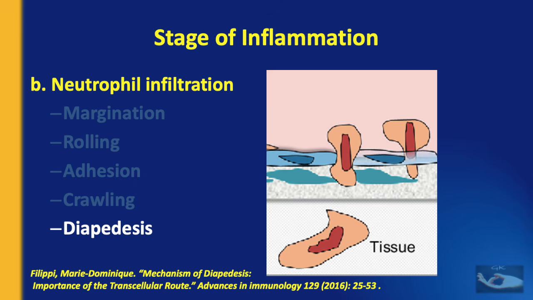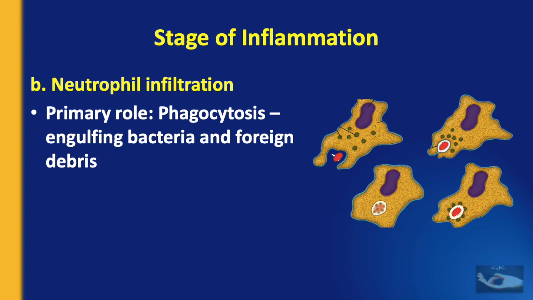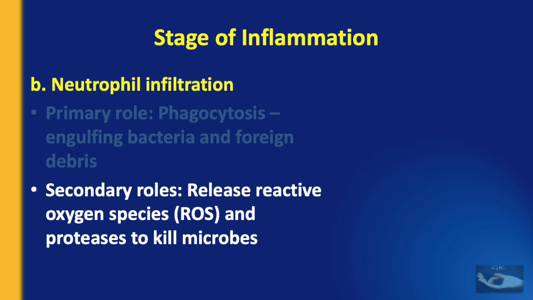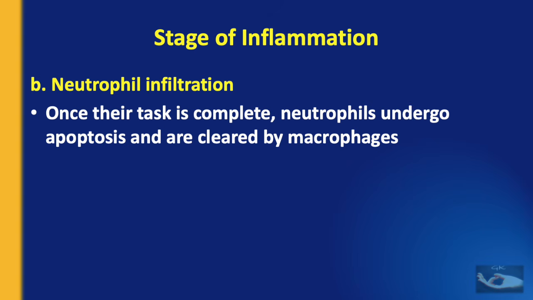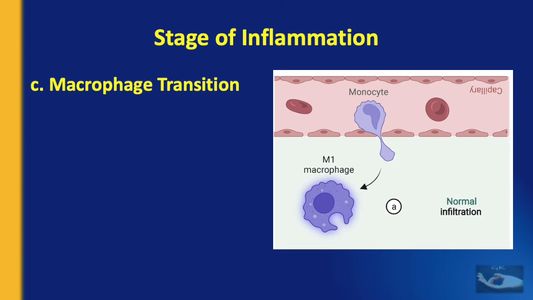process called diapedesis. These neutrophils have two important functions. The primary role is phagocytosis, that is, engulfing the bacteria and the foreign debris, and secondarily, they release reactive oxygen species and proteases to kill the microbes. Once their task is complete, neutrophils undergo apoptosis and are cleared by the macrophages who are going to come in next. Along with macrophages that come into the tissues, some neutrophils also get converted to macrophages, specifically the M1 macrophage. This occurs by 2 to 3 days after the injury.